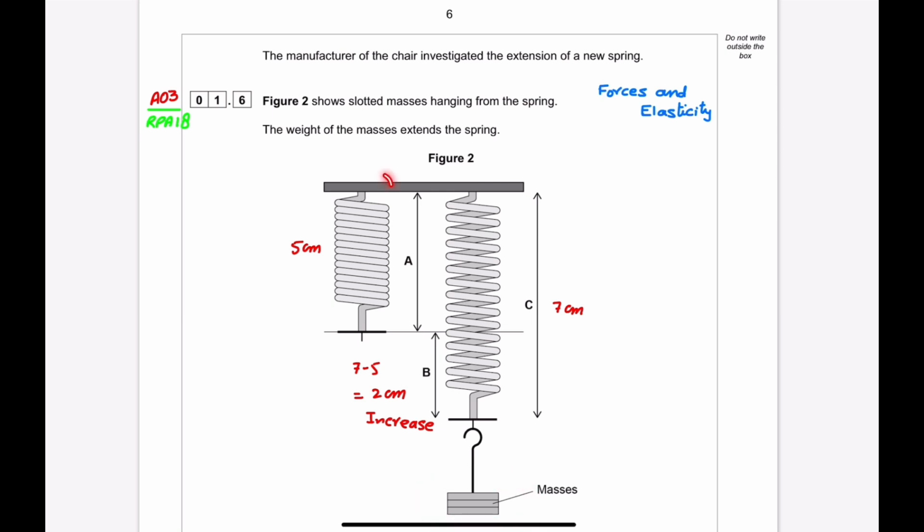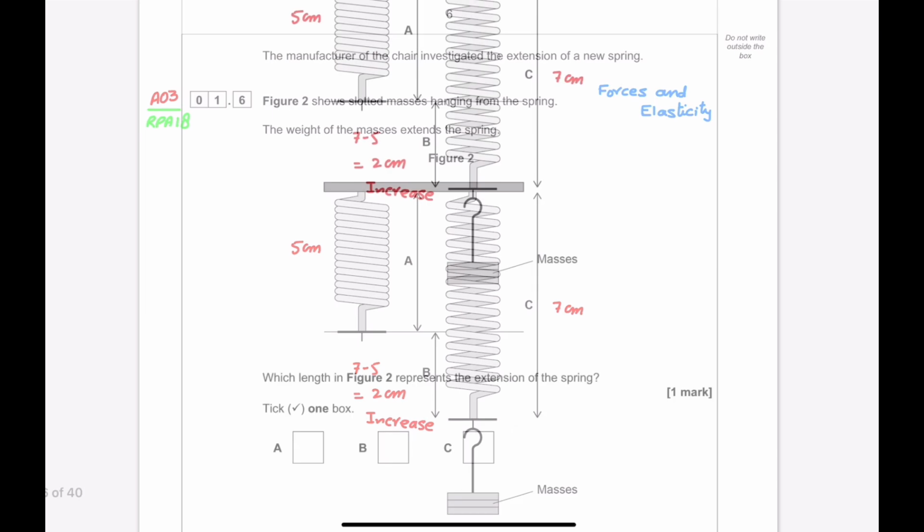We can see the actual spring is A, and on hanging the mesh, we can see there is a change in the length and it has extended. I just gave an example. If original length is 5 cm and after hanging the mesh it changes from 5 cm to 7 cm, we can see here the change in length is 7 minus 5, that is 2 cm.